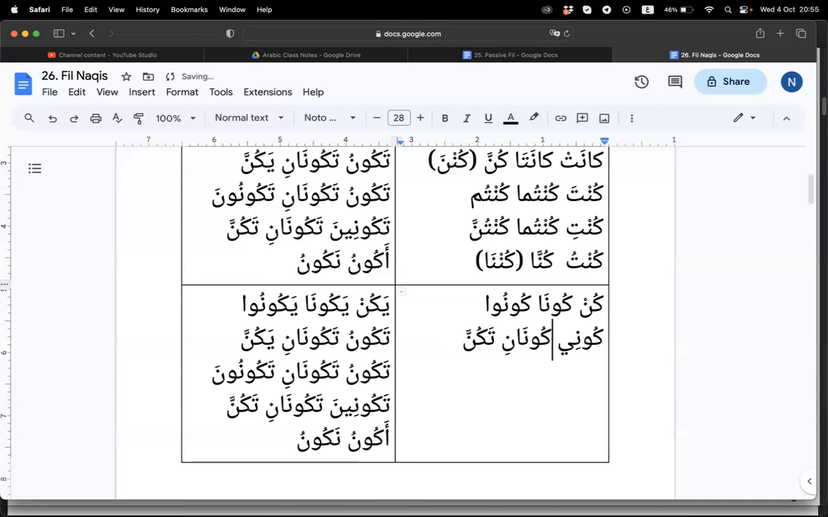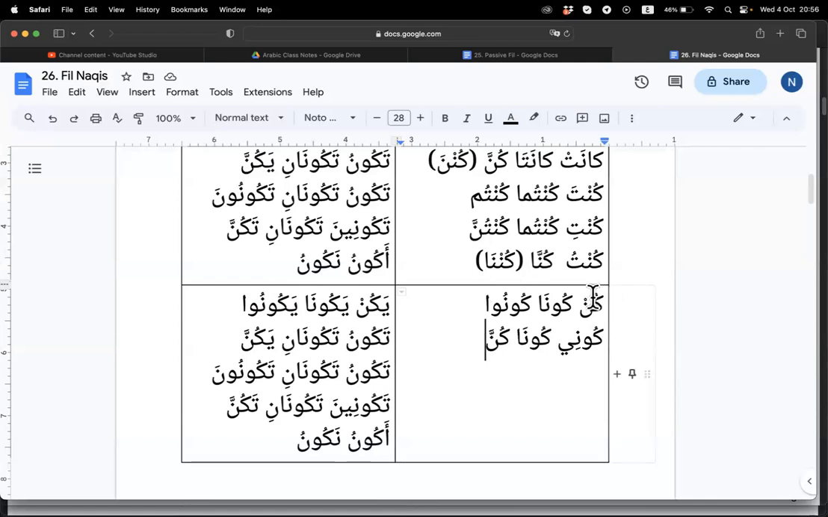Remove the ta and then remove the nun. Last one. And this one, remove the ta and then remove the nun. Can we remove the nun for hunna, antunna? I believe we just leave it like that. Correct. So kun, kunu, this is the pattern of this word.